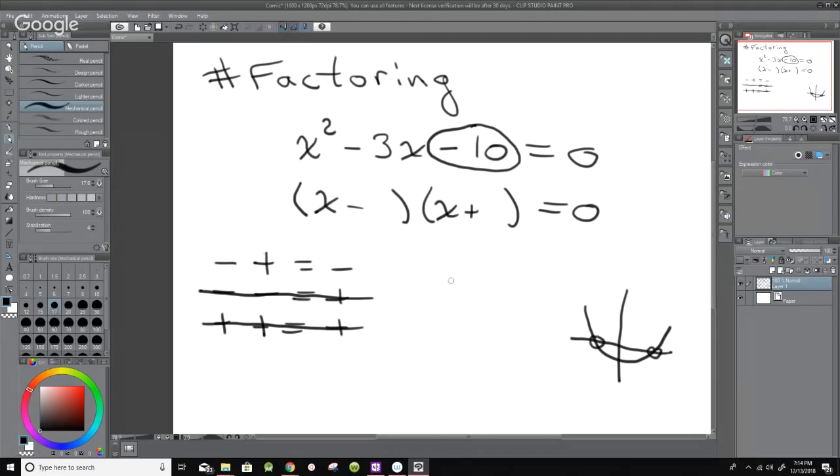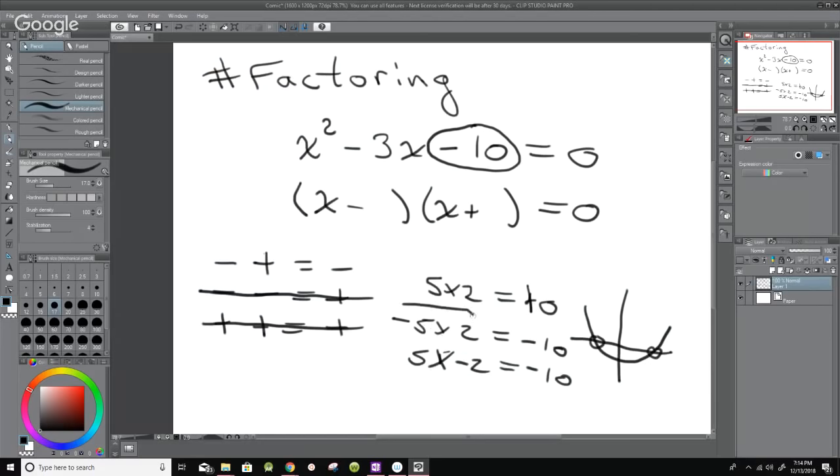So we know that. So let's look at the number 10 and think what two numbers we could multiply together would give us 10 that if we add them in some way would give us a negative 3. Well, 5 times 2 is 10. But ours is a negative 10. Well, negative times positive is a negative. So we have two options. It could either be negative 5 times positive 2 is negative 10, or it could be a positive 5 times a negative 2 is negative 10.